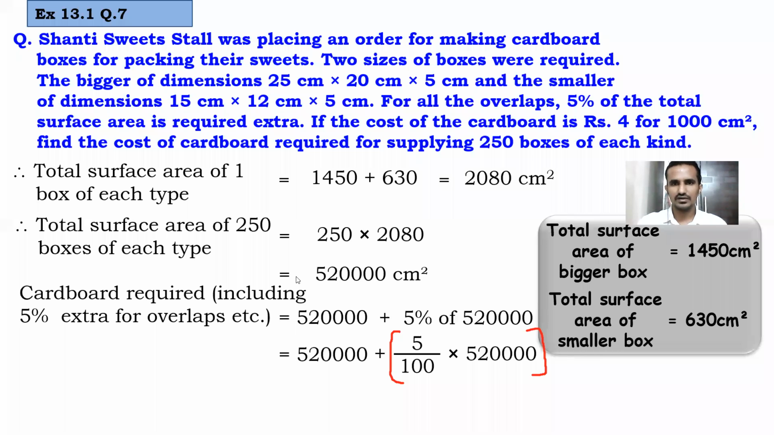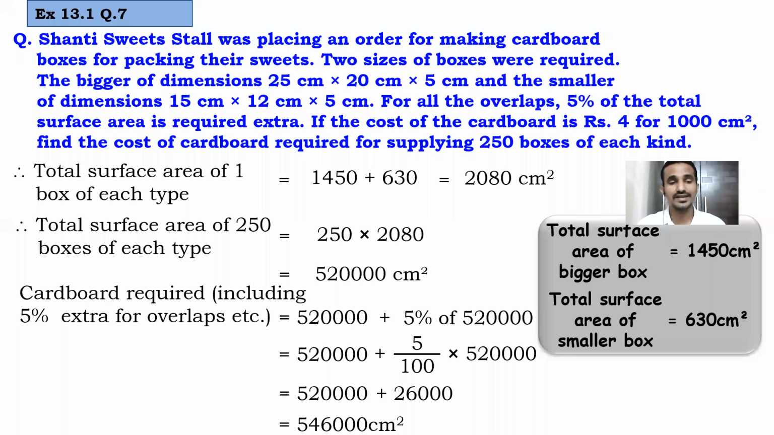Okay, so the first term will be 5,20,000 as it is. In the second term, you can first cancel the zeros. I'll just show you the calculation also. So we can cancel the 2 zeros and then multiply 5 into 5,200. So 5 into 5,200 will be 26,000. So the total cardboard required will be 5,20,000 plus 26,000. When we add it, the cardboard we require is 5,46,000 centimeters square.